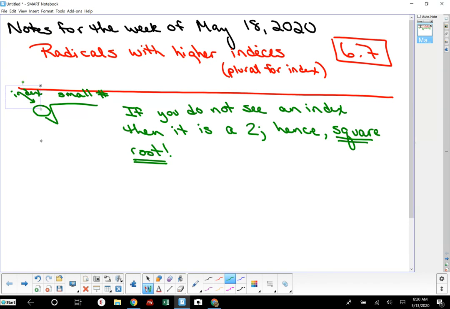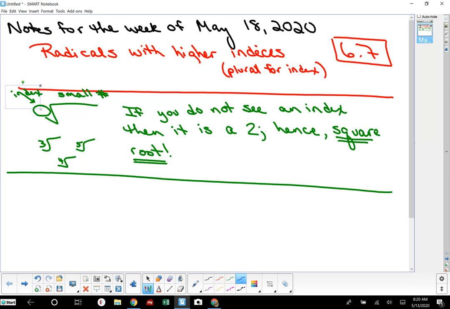Okay, so something like a cube, a 3 in there, so that'd be the third root of something, the fifth root of something, the fourth root of something, right? That little number will be there in the index. Okay, so here's a reminder for you.